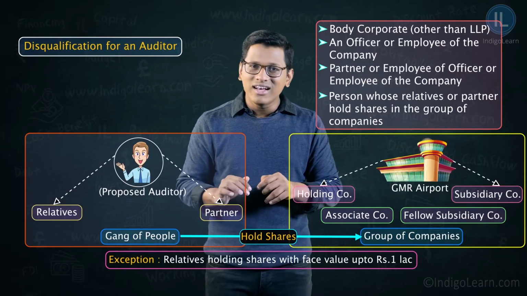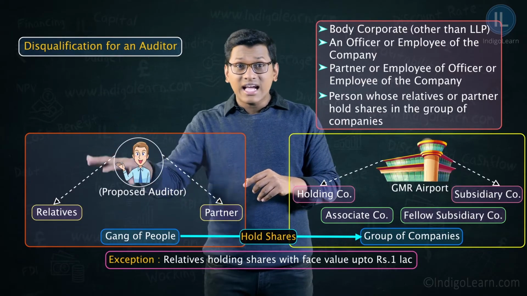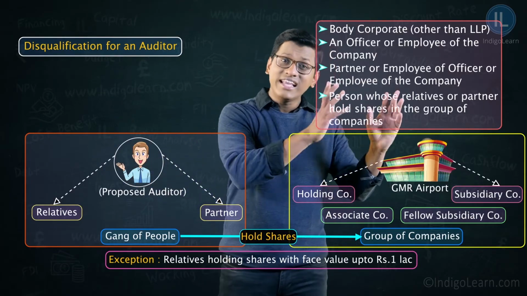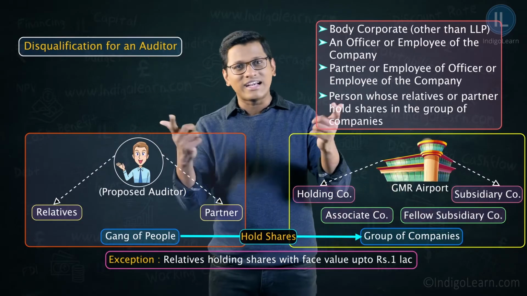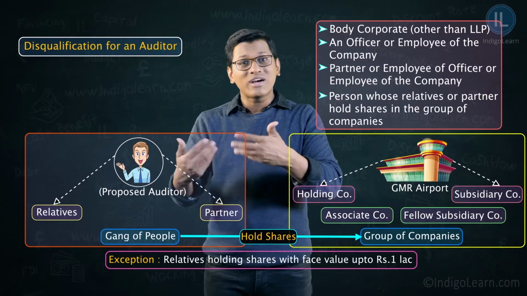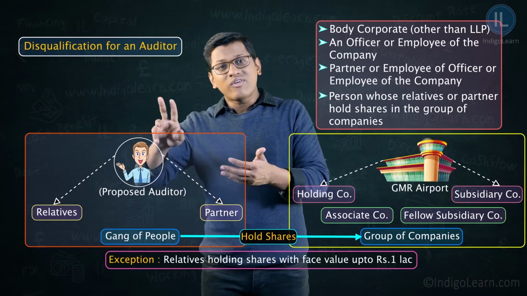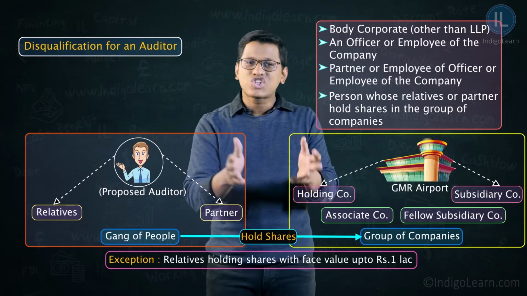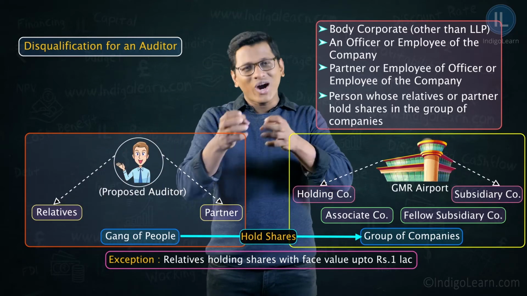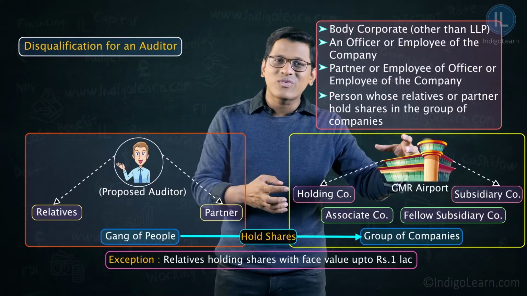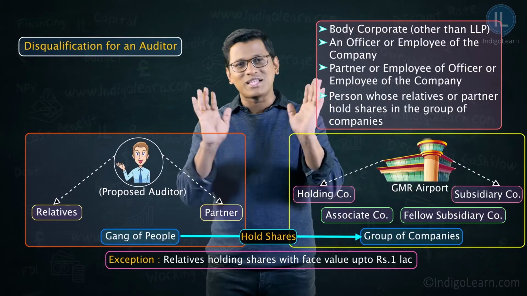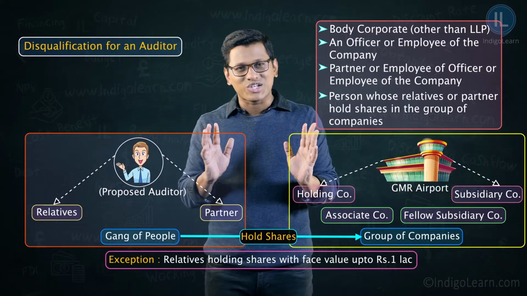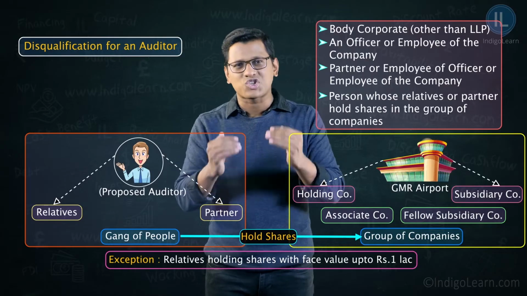So, in the rule, what did we learn? If anybody in the gang has any share in the group, then disqualified. That is what we first said. Now, what is the exception to the rule? If a relative has shares or securities or interest of face value up to 1 lakh, then there is no disqualification. So, this is a little relaxation provided.